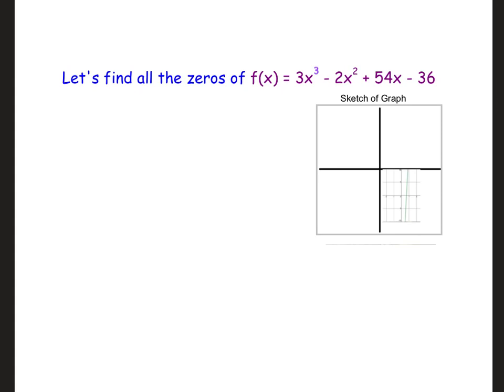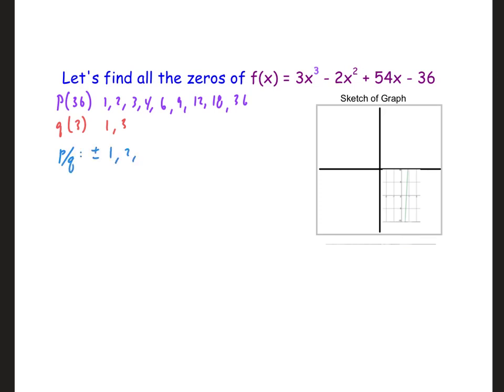So looking at our P's and Q's here, it's going to be a little bit messier. So P value being 36, and then our Q value being 3. So we got 1, 2, 3, 4, 6, 9, 12, 18, and 36 for all my factors of 36. And of course 1 and 3 for Q.